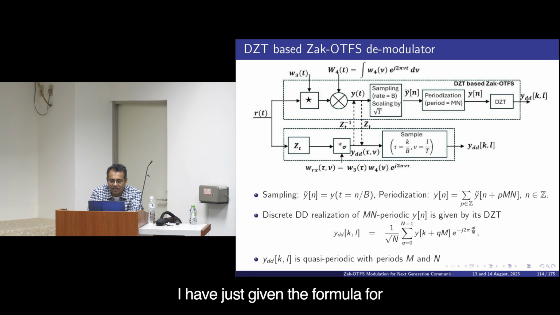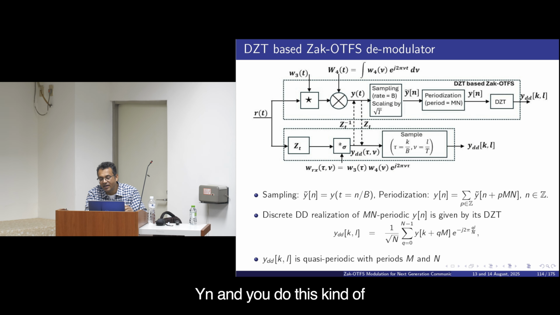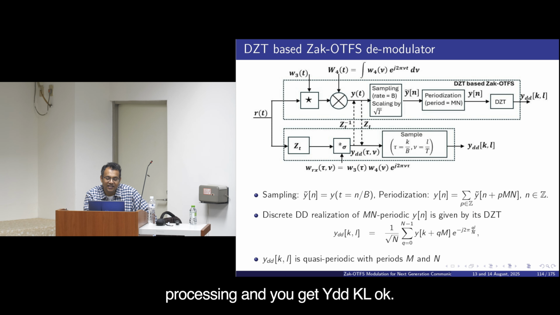So, here I have just given the formula for the DZT. So, this is y[n]. If your input is y[n] and you do this kind of processing, you get y_dd[k,l]. Now, Kevin, at the receiver I have to implement this in your digital signal processor, but I should do this calculation for what values of k and l?